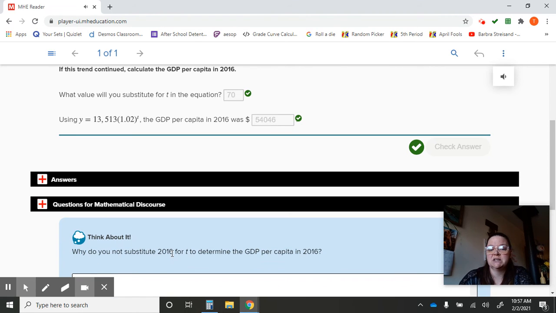Why do you not substitute 2016 for T to determine the GDP per capita in 2016? Write down your answer in your notes and have it ready to go for later.